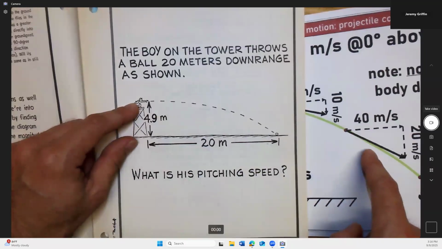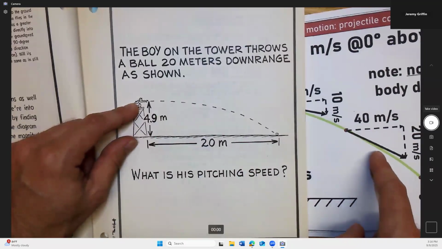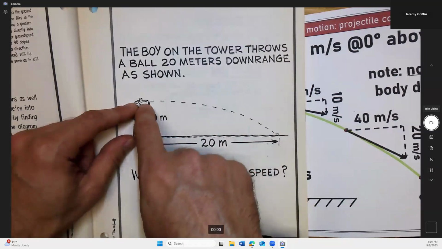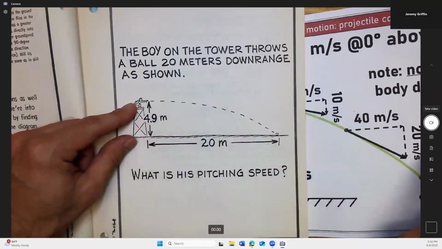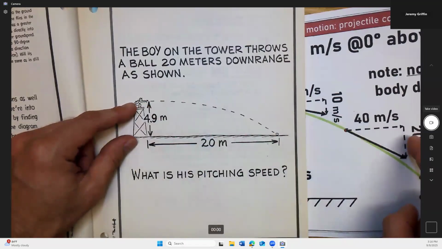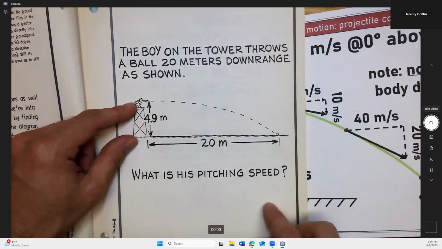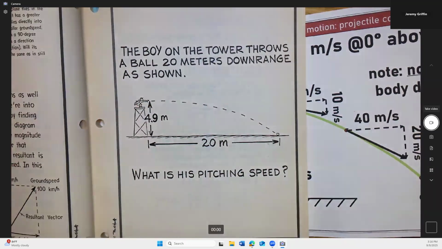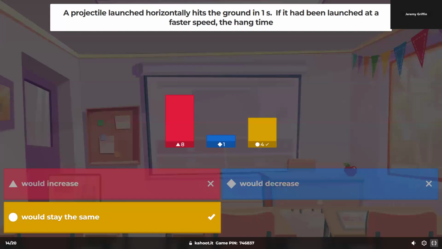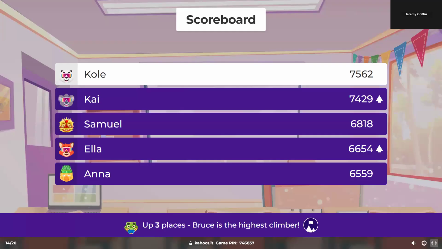Does it still take 1 second to hit the ground? Yeah. What if he throws like 100 miles an hour? Major league speed. Does it still take 1 second to hit the ground? Yeah, still takes 1 second, as long as he's throwing horizontal or he's dropping it. The vertical motion is identical. Takes 1 second to fall 5 meters. By the way, that would have been a 5 meter drop. Yeah, that's sick, right? I got Anna, Ella, Samuel, Kai, Cole.